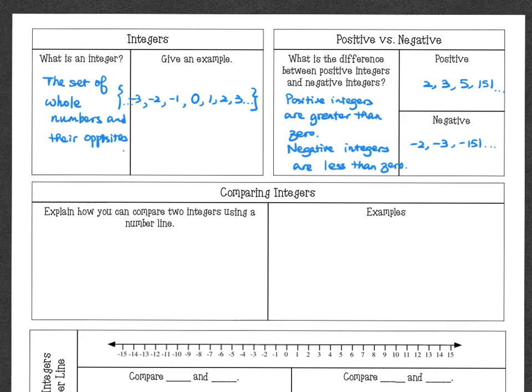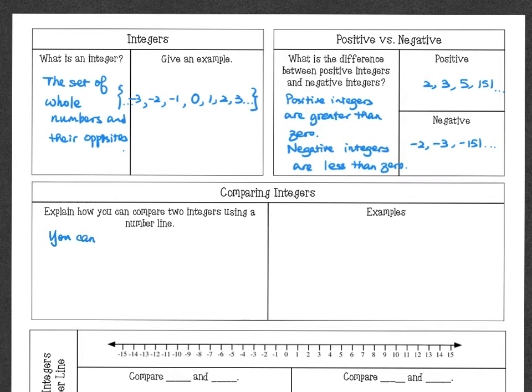So comparing integers: how can we compare two integers by using a number line? You learned this in middle school. You can graph two numbers on the number line, and the number furthest to the left will be the smallest, and the one furthest to the right will be the largest. So let's write this down.